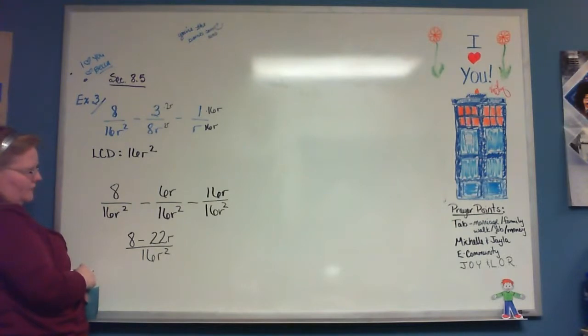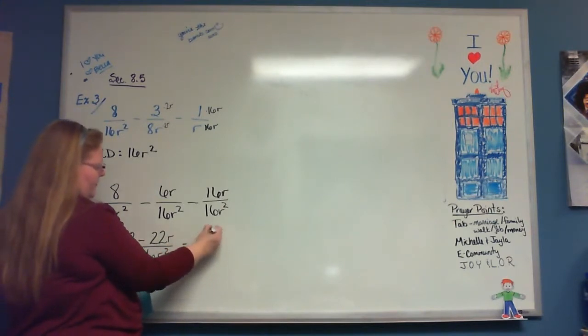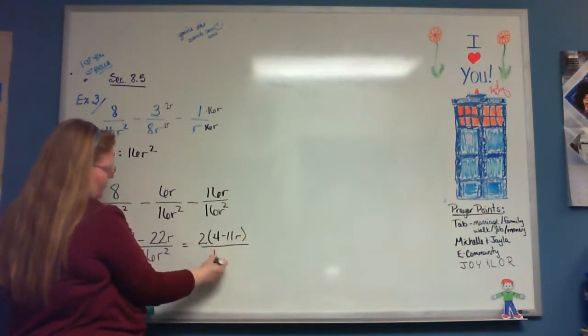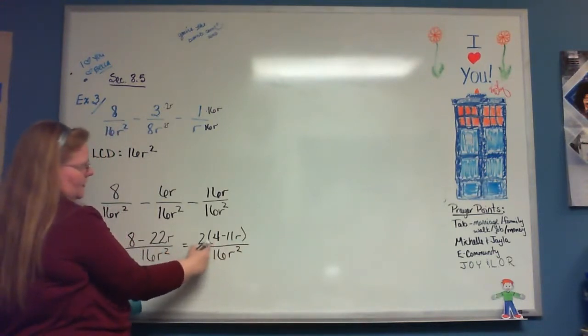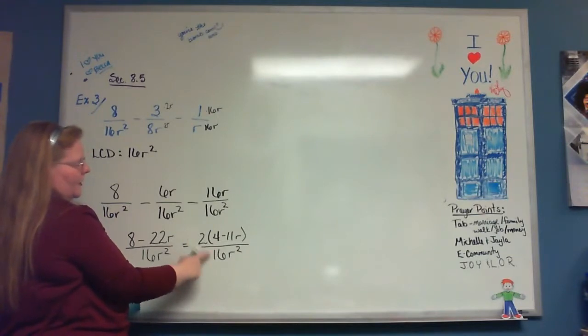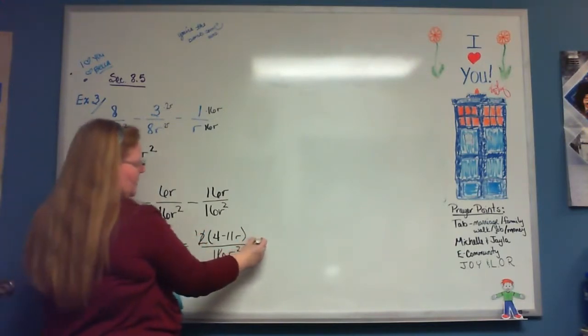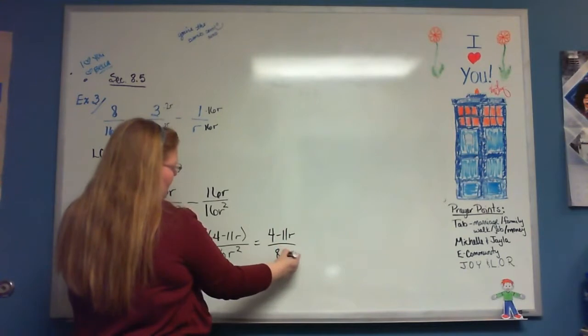I could factor a 2 out of the top. Will that be able to cancel out with anything on the bottom? Yeah. If I take a 2 out of the top, that leaves me with 4 minus 11r over 16r squared. And the 2 and the 16, since the 16 doesn't have a plus or a minus, that means it's multiplication. That's what will allow you to cancel. So the 2 can go into the 16 8 times. So that leaves me with 4 minus 11r on top and 8r squared on the bottom.